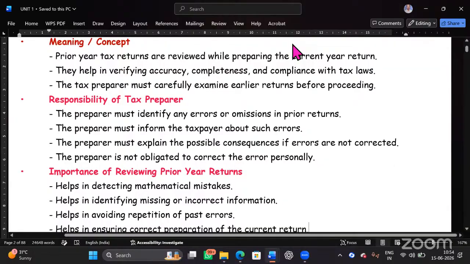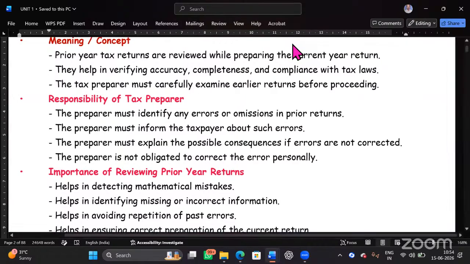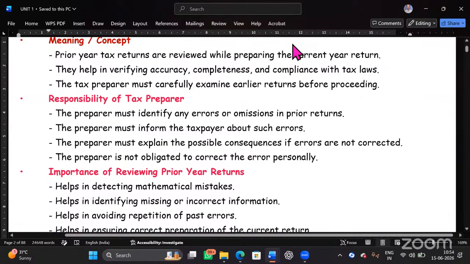So when a tax preparer helps the taxpayer, the preparer has a responsibility to verify the previous returns while filling in the current year returns. The preparer, important point, must identify. He must identify, or may identify, can identify. This way a question will be asked in the examination.